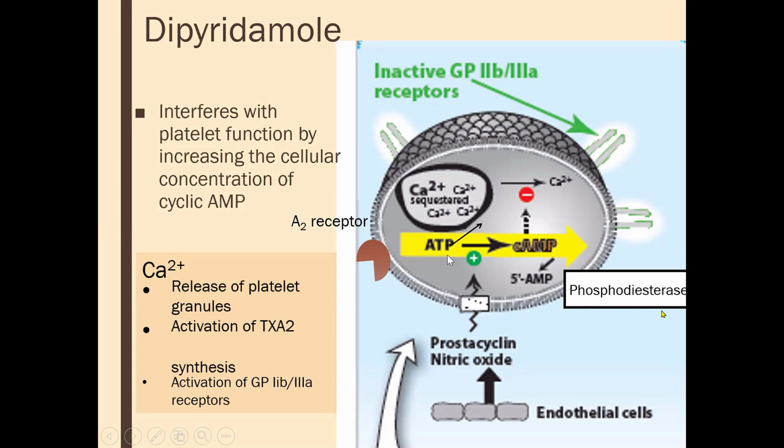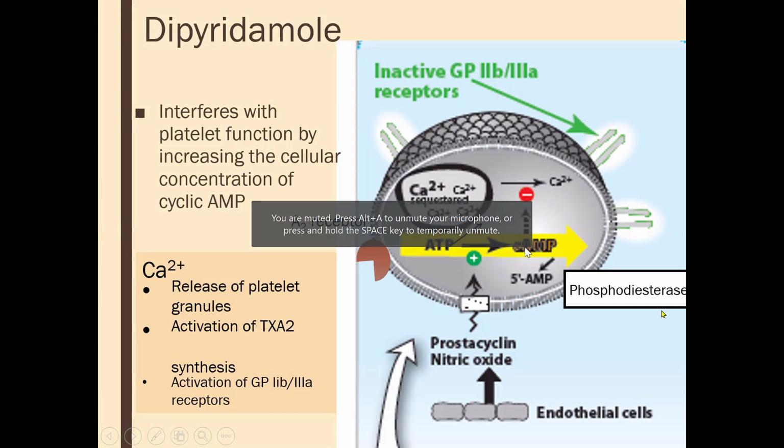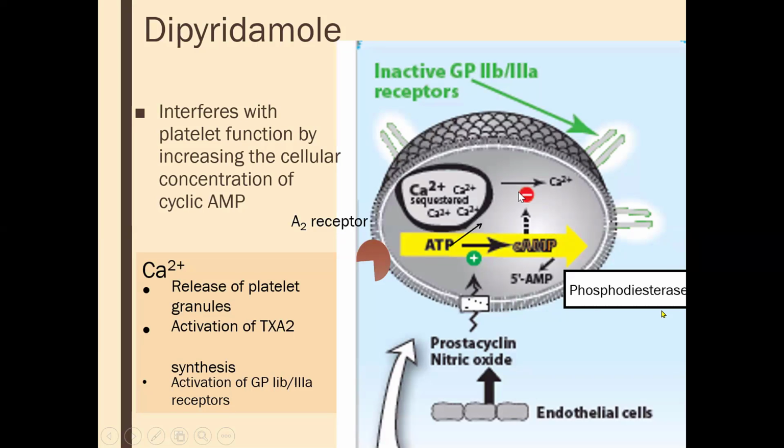So here you can see dipyridamole inhibits this phosphodiesterase enzyme. There are two mechanisms. One is that it inhibits the phosphodiesterase enzyme, so cAMP cannot be degraded, isn't it? This is how it degrades. So there will be an increase in cAMP level, because its degradation is prevented. Increase in cAMP will lead to decrease in calcium.